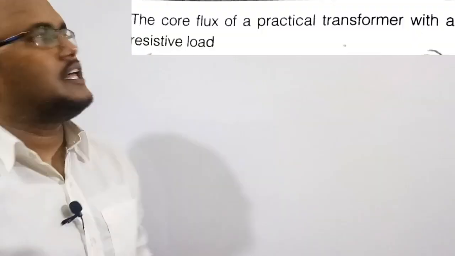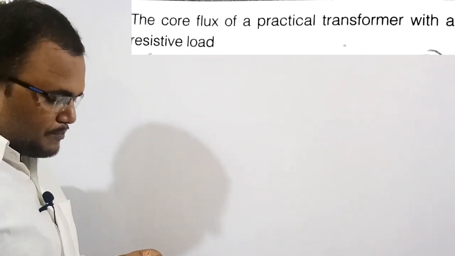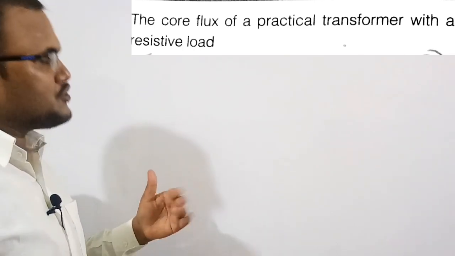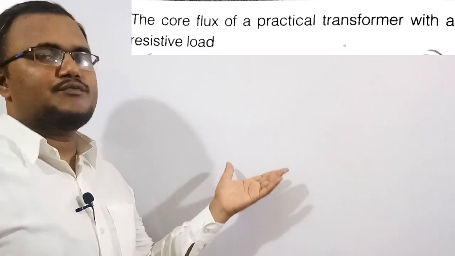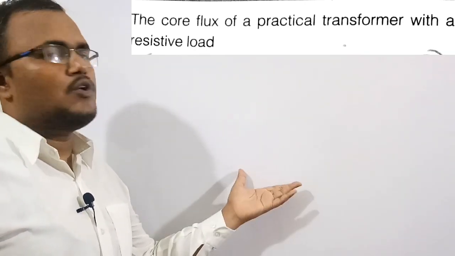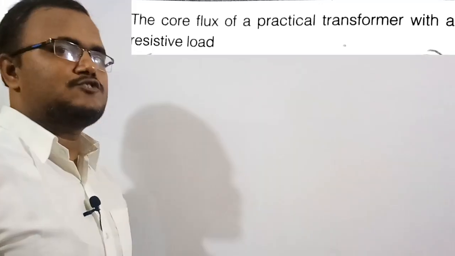After solving the previous problem, let's move forward to another numerical. The numerical number is 8. See the question here. The question says: the core flux of a practical transformer with a resistive load. They are going to ask what is the nature of the flux in the core when a resistive load is connected to the secondary side of the transformer.